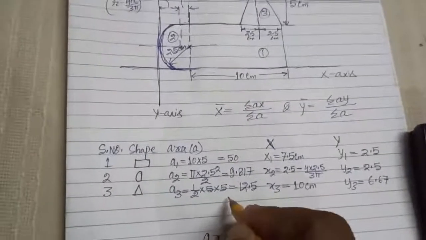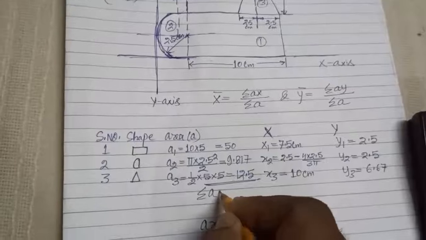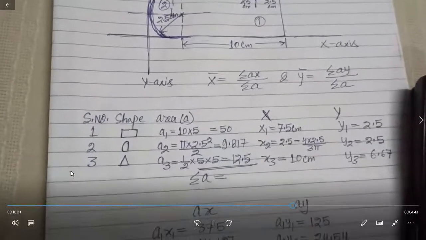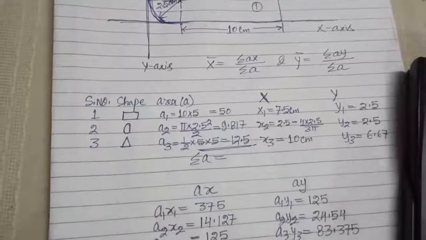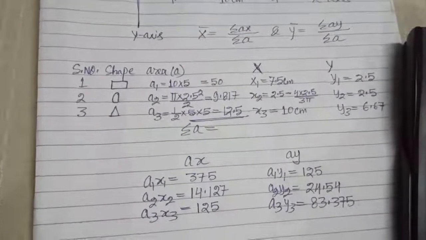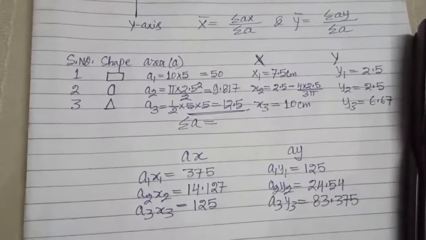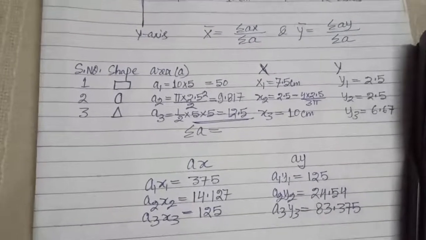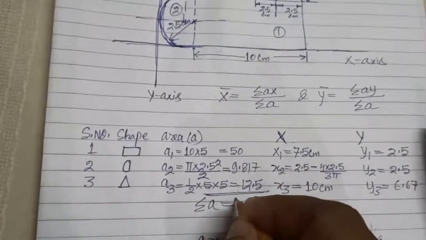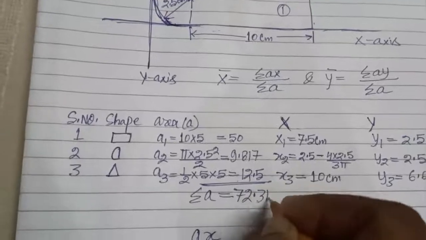Now from here, summation A is equal to 50 plus 9.817 plus 12.5. This will be equal to 72.317.